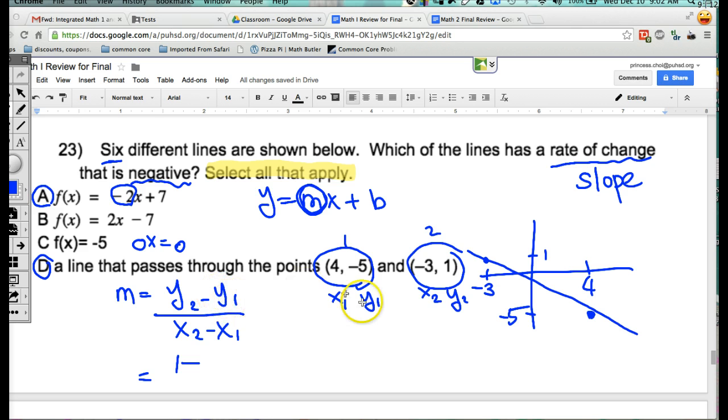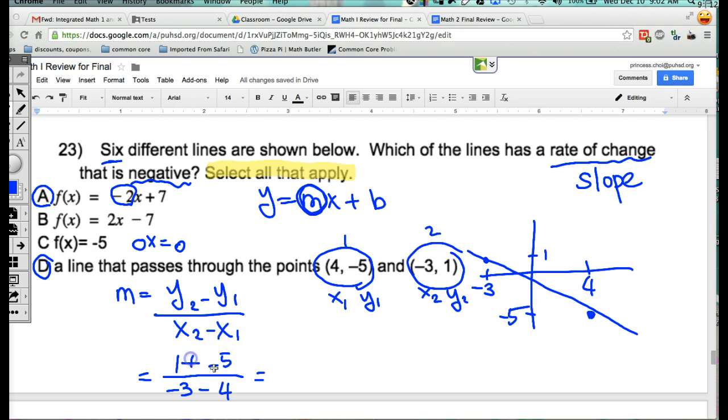And then instead of y sub 1, I copy the negative 5. And then I have to draw this line. And then instead of x sub 2, I'm going to put in negative 3. And then I copy the minus sign. And then instead of x sub 1, I'm going to put 4. So now let's go ahead and calculate this.